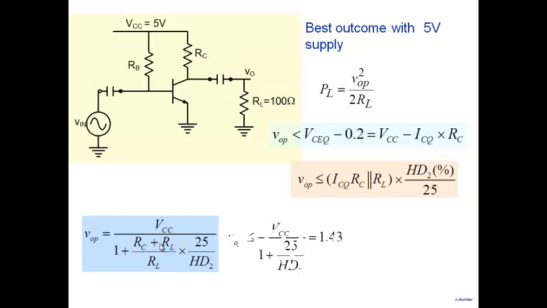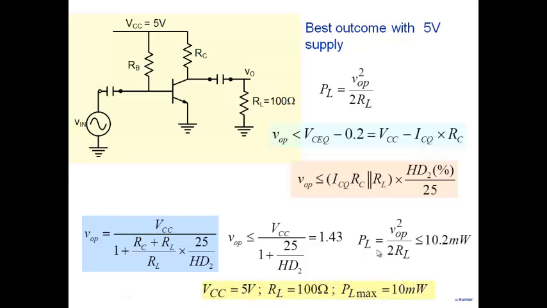So you take this equal to 1 and you say V0P has to be less than or equal to this value here. That's the best that I can do because I've taken all the constraints into account, and the best I can do for this factor is 1. And you calculate for 10% harmonic distortion, it comes out to be 1.43. And then you calculate power, it comes out to be 10.2 milliwatts. So that's the best that this circuit can do.